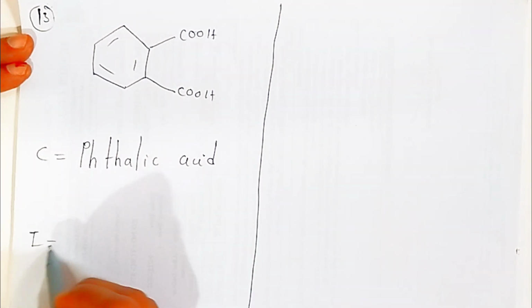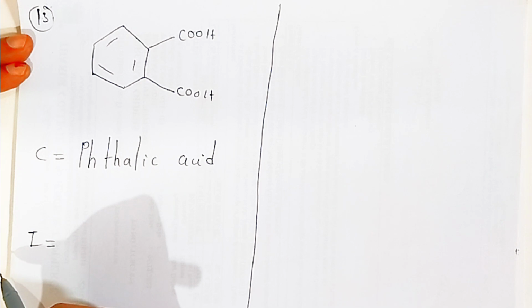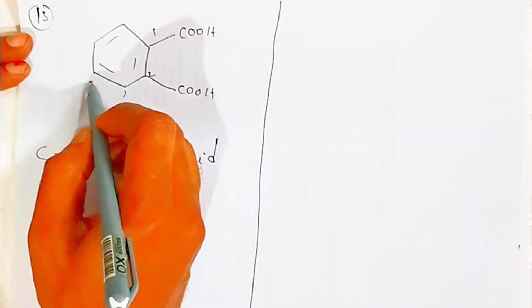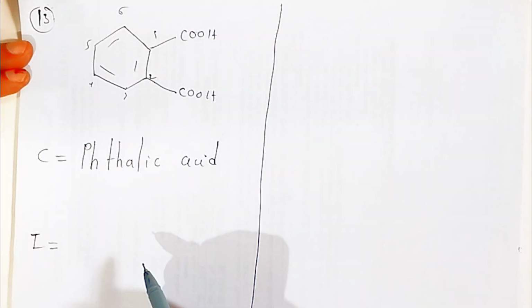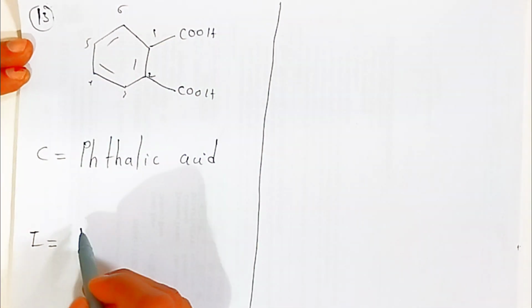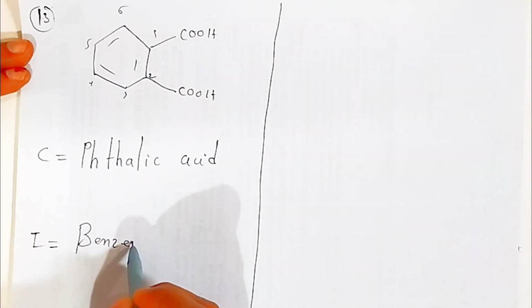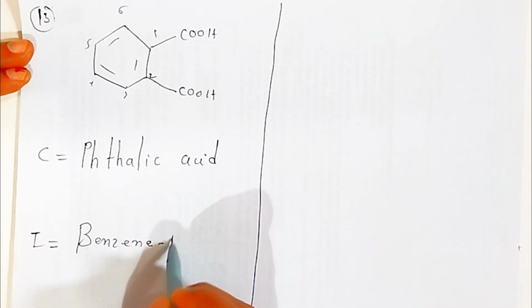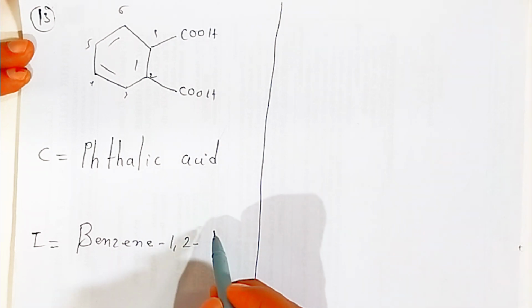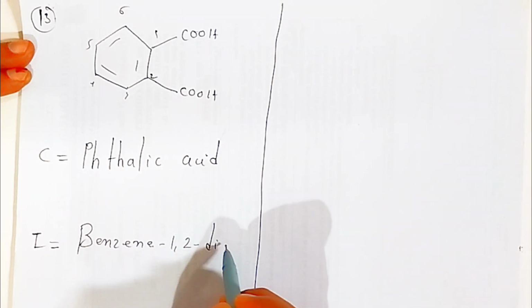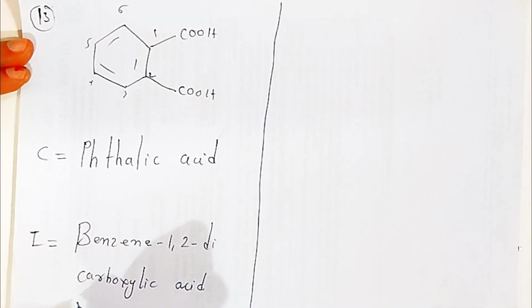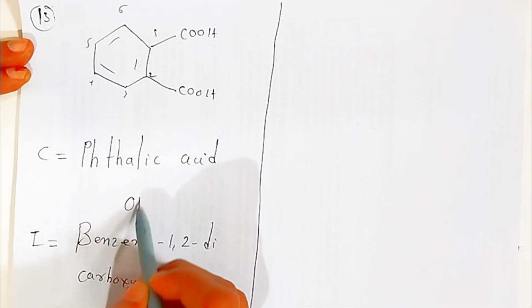Now what will be the IUPAC name, students? For that, you have to start the numbering 1, 2, 3, 4, 5, 6; in both ways you can give the numbering. This is nothing but benzene-1,2-dicarboxylic acid. So benzene-1,2-dicarboxylic acid is nothing but your phthalic acid.